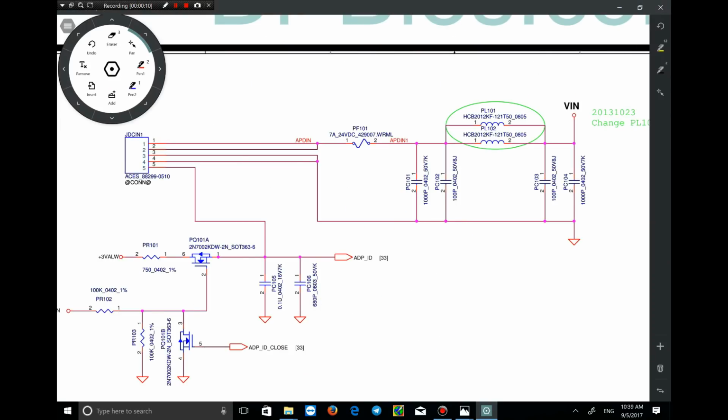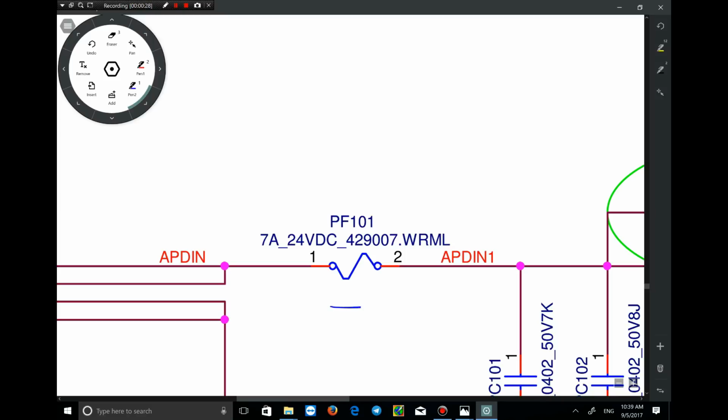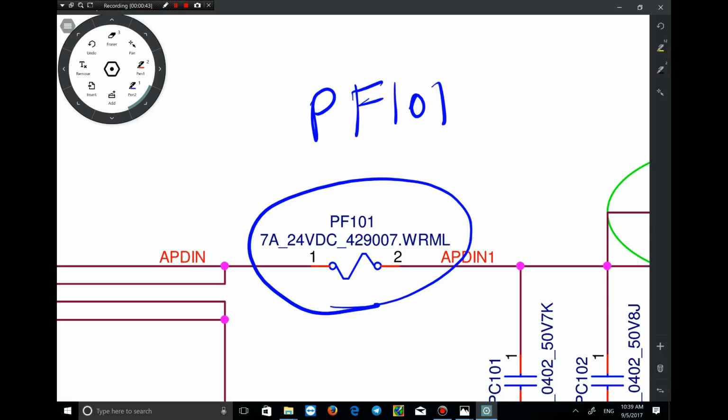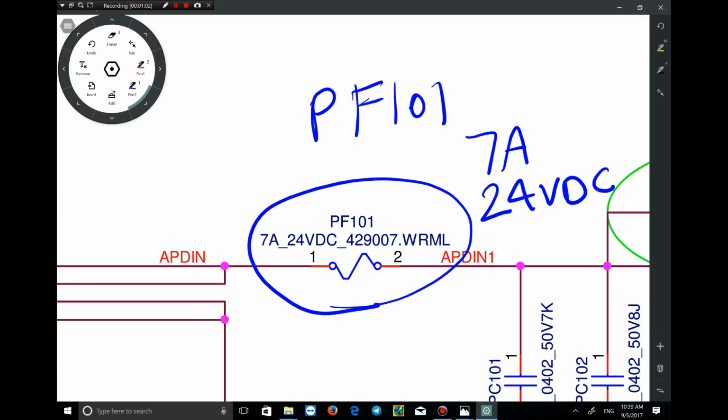So with this introduction, I can now explain schematics accurately and easily. But before that, I need to explain the numbers and the letters that you see in the schematics. For example, this component is a fuse, PF101. P means power. F is short for fuse. And 101 is the fuse number in this schematic. With 7 ampere, which is the maximum current, 24 volt is the maximum voltage, and the rest of the letters and numbers are the size and manufacturer codes of the fuse.